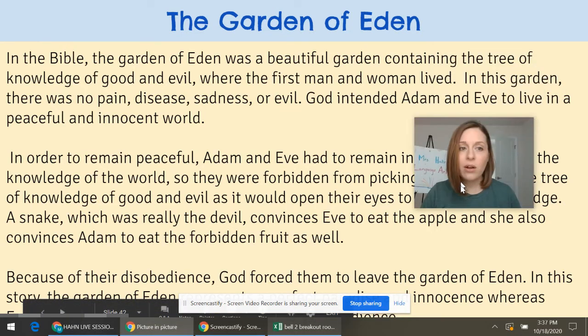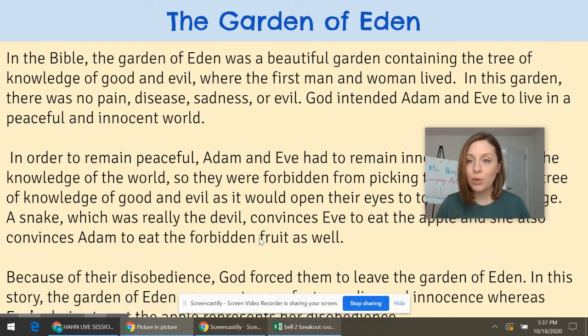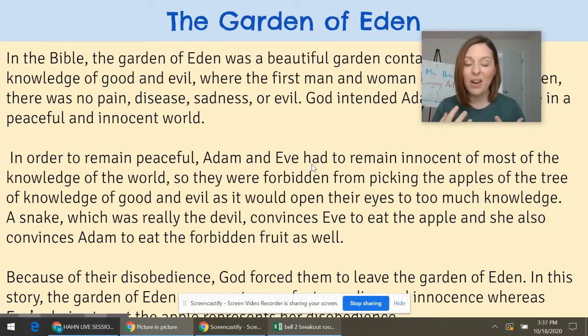All right, so in the Bible, the Garden of Eden was this beautiful garden containing what was called the tree of knowledge of good and evil, where the first man and woman lived, Adam and Eve. In this garden, there was no pain, no disease, no sadness, no evil. God intended for Adam and Eve, these people he created, to live in this peaceful, innocent world, this paradise. In order to remain peaceful, Adam and Eve had to remain innocent of most of the knowledge of the world. So they were forbidden from picking the apples off of the tree of knowledge of good and evil because it would open up their eyes to too much knowledge and they couldn't be innocent any longer.